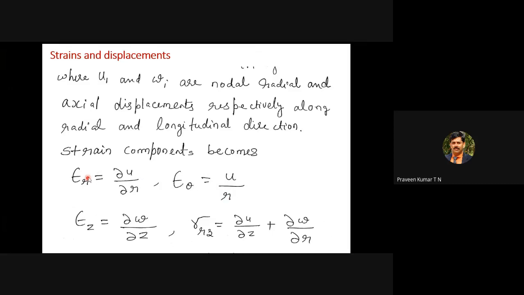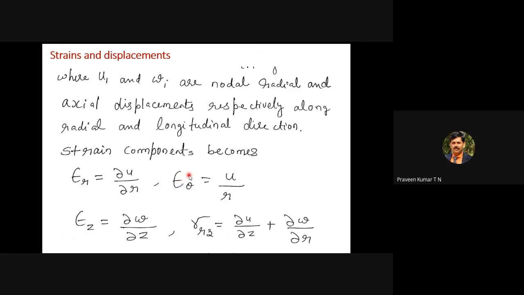That means if you know u, epsilon R and epsilon Z, we can get the value of epsilon theta. That's why most of the time epsilon theta is a dependent quantity. So epsilon R is independent and epsilon Z is also independent. So now we have three strain components. Totally we have four strain components, not 6 strain components.